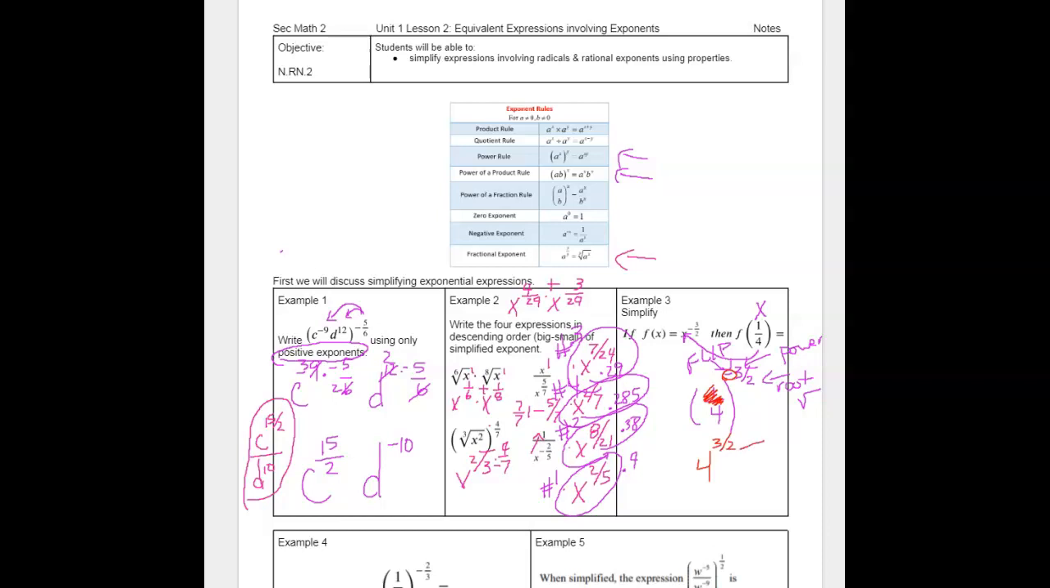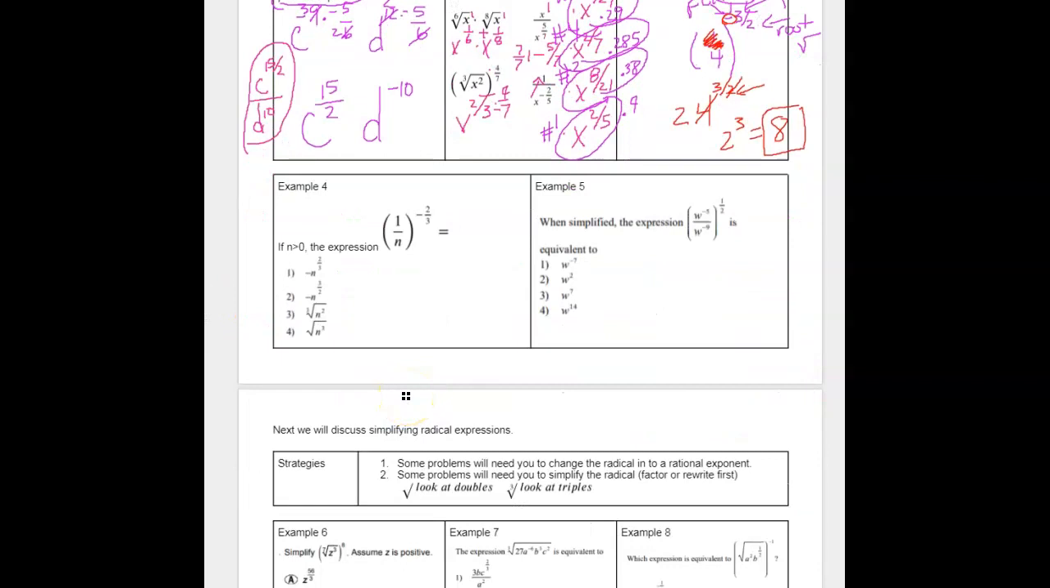And then I do the square root. So the square root of 4 is 2. So then we're left with 2 cubed. So 2 times 2 times 2 is 8. All right. Let's move on to example 4.